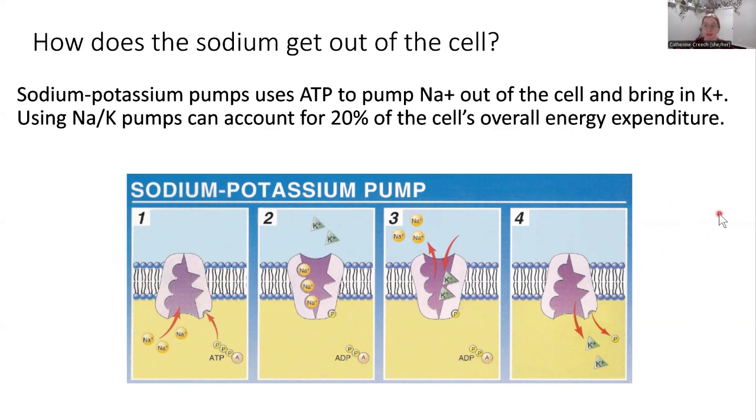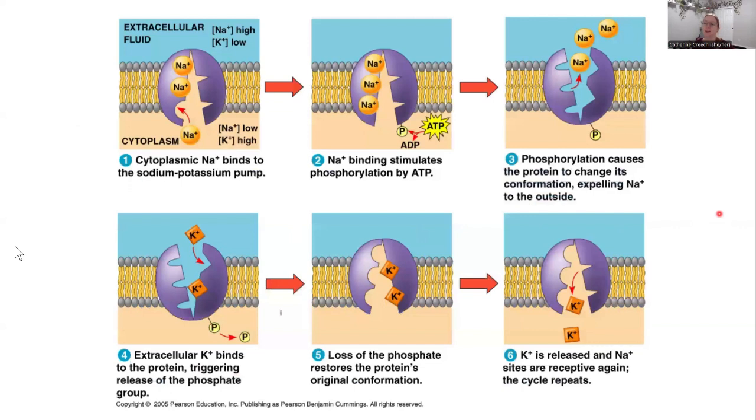How do sodium-potassium pumps work? Here's a nice visual. We have one, cytoplasmic sodium binds to the sodium-potassium pump. We're in the cytoplasm. We have all that sodium in our cell that we moved in that we don't really want. So we're going to pump it back out.